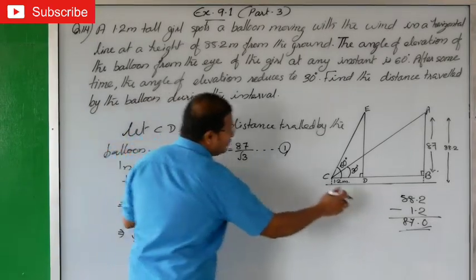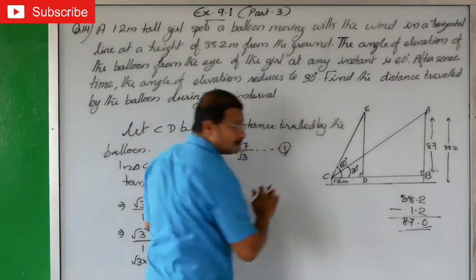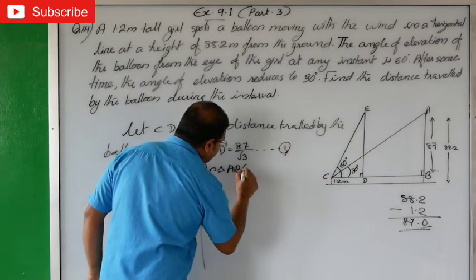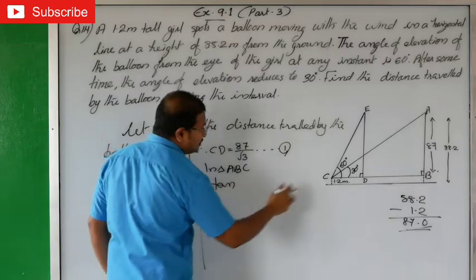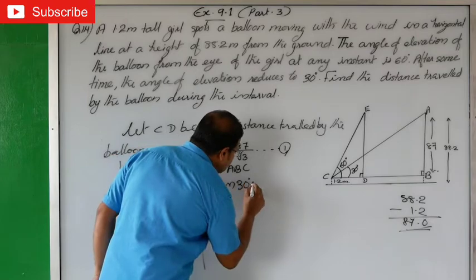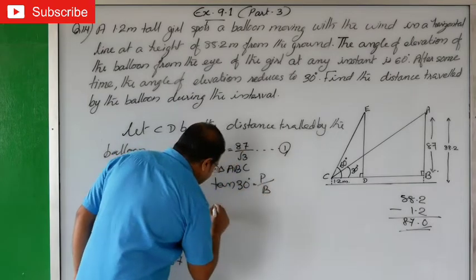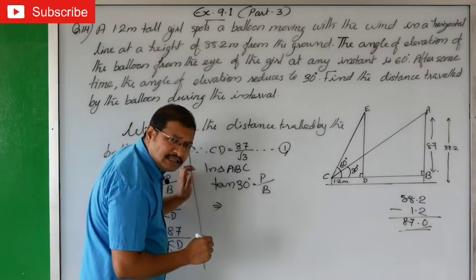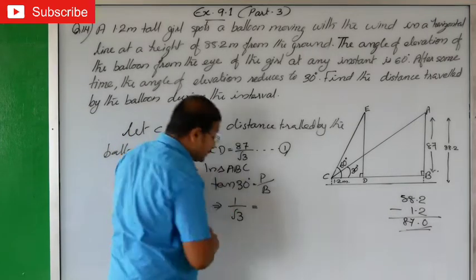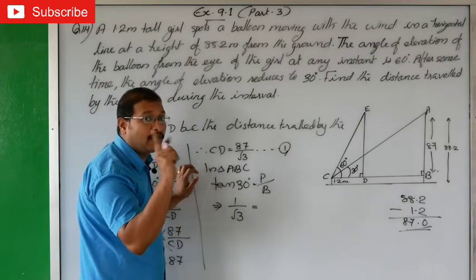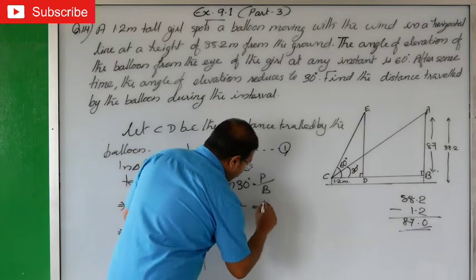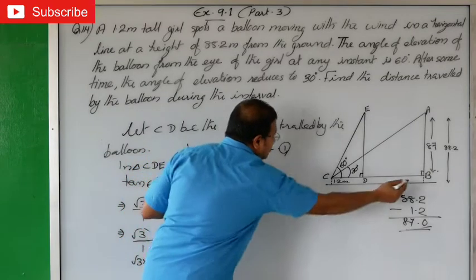Now we'll consider the next triangle. In triangle ABC, tan, what will be the degree this time? Yes, 30 degree. Tan 30 degree equals perpendicular by base. What is the value of tan 30? Yes, 1 by root 3. We should have the value. Tan 30 is 1 by root 3. So what is the perpendicular here? AB divided by base BC.